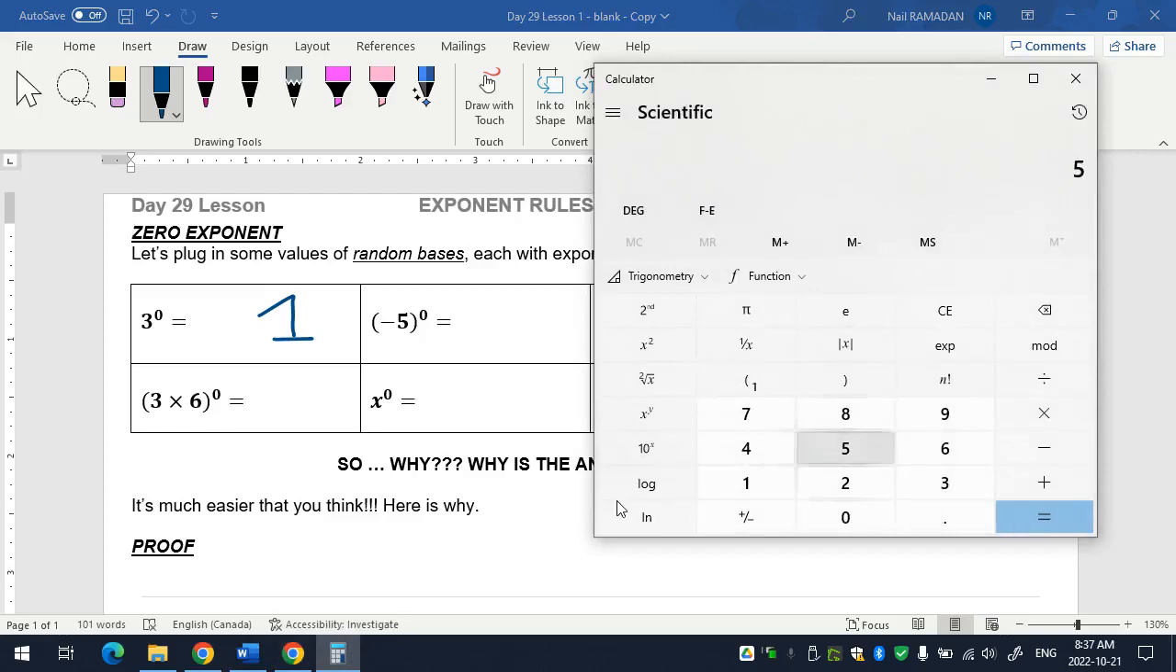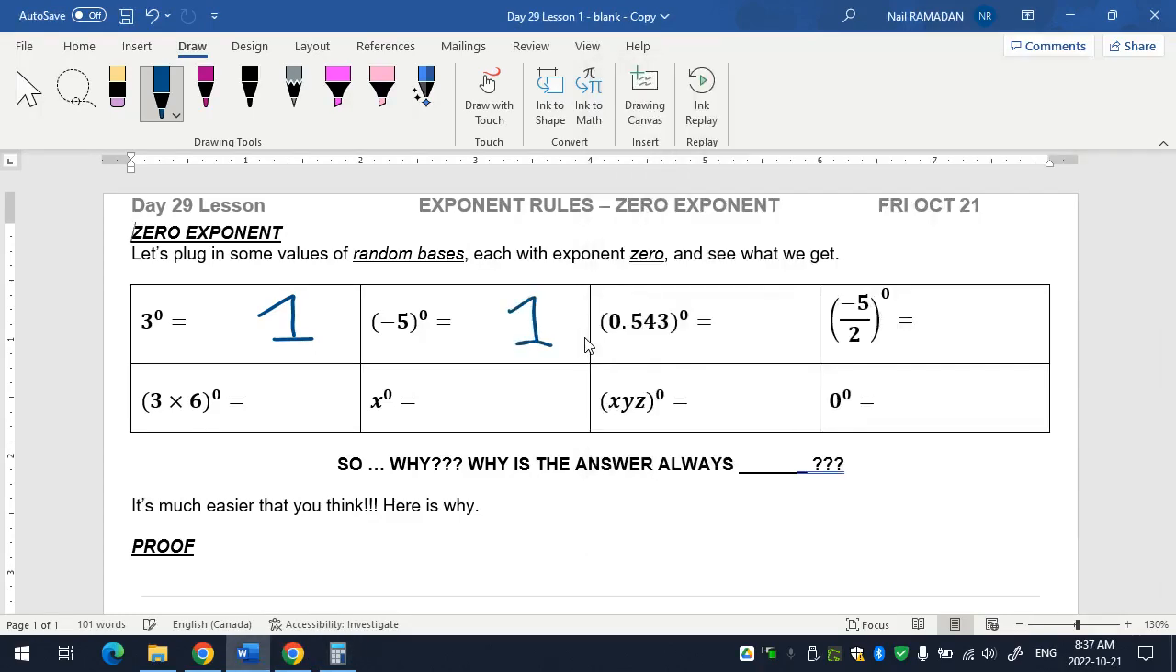Put it in a bracket. 5, negative, close the bracket, and then raise to 0. 1 again. Yeah, that's my point. All of them are 1, whether they are a decimal or a fraction or whatever.